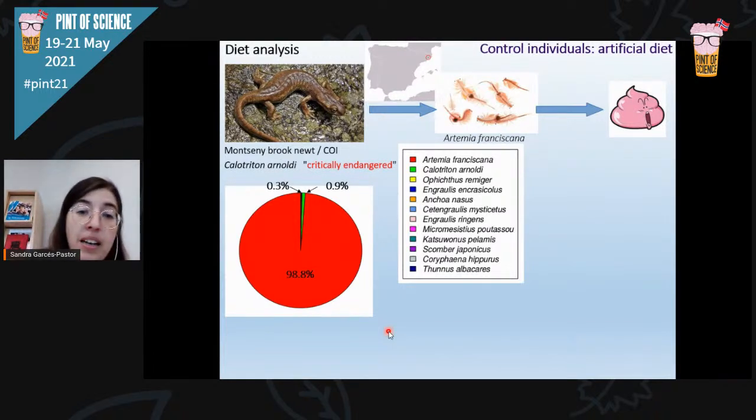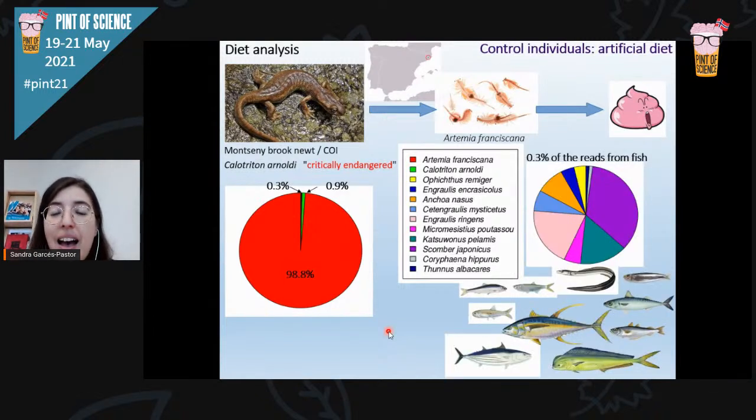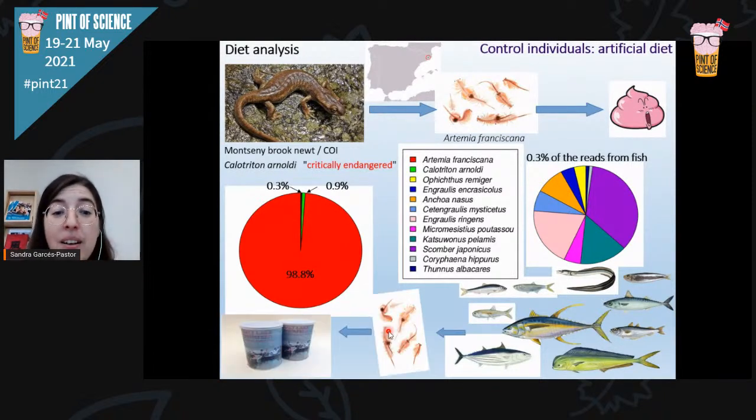And what they found was that in the feces there was a lot of Artemia DNA, which makes sense, some DNA from this newt, but also plenty of DNA of fish. That was a very surprising result, but then they realized that the Artemia was being fed on fisheries waste, where fish were pulverized and given to the Artemia to feed on. So by using the DNA from feces, you could not only know what the newt was feeding on, but also what the Artemia was feeding on, which is a very sensitive technique.